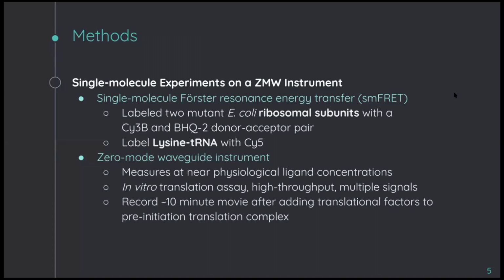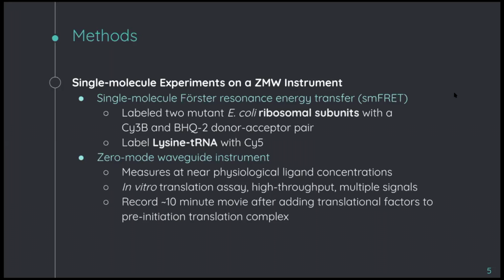The fluorescence emission spectrum of the donor must overlap with the absorption spectrum of the acceptor in order to capture fluorescence during the experiment. For this system, an E. coli 30S ribosomal subunit was labeled with Cy3b, and the 50S subunit was labeled with BHQ2. This let them monitor conformational changes in the subunits for many codons and multiple cycles of translation elongation.